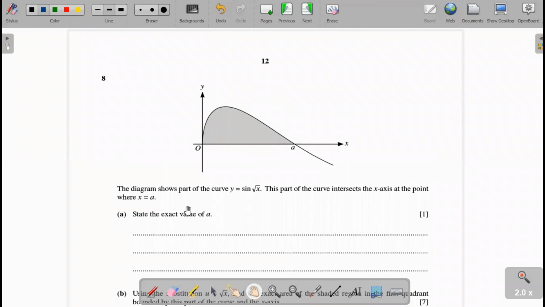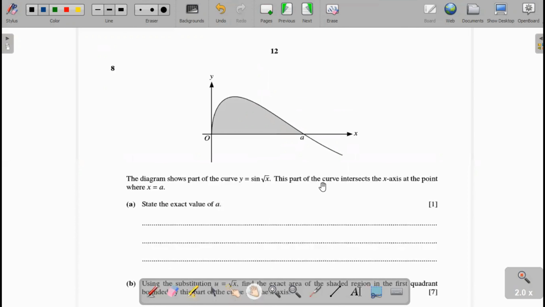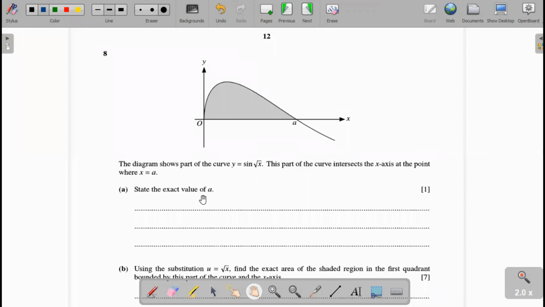In question 8, the diagram shows part of the curve y equal to sine of square root of x. This part of the curve intersects the x-axis at the point x equal to a. State the exact value of a. Now you see here, this is y equal to sine under root x.